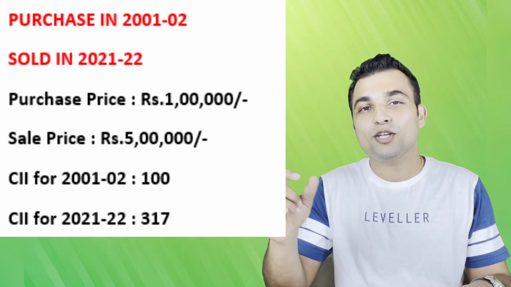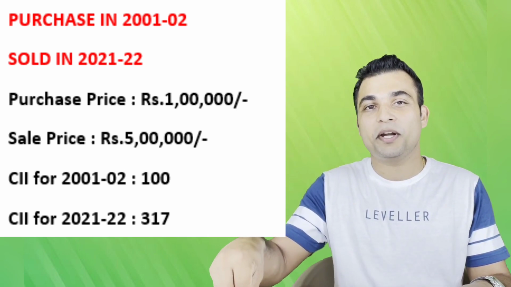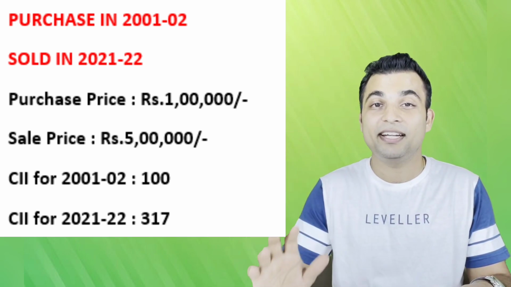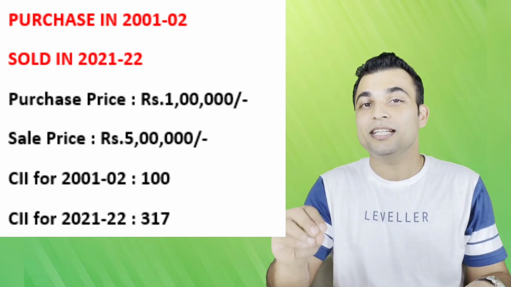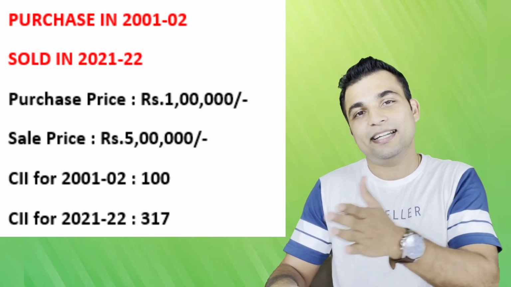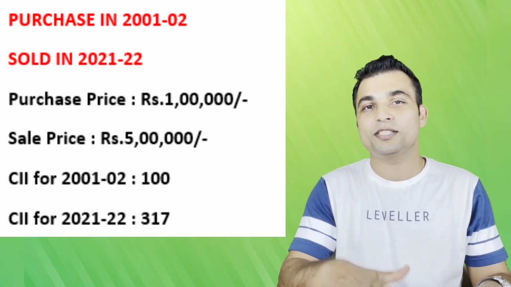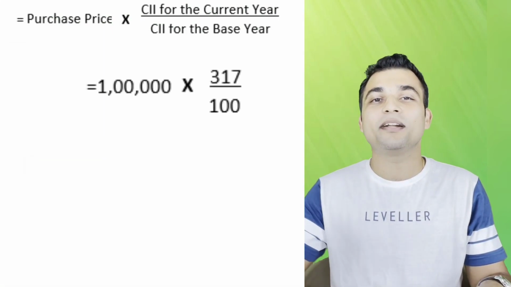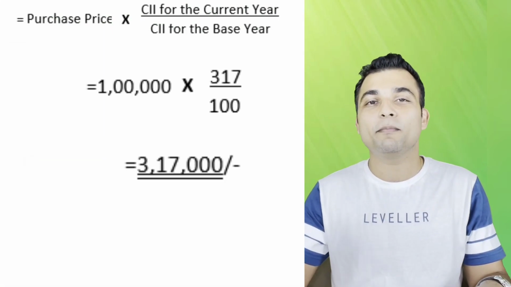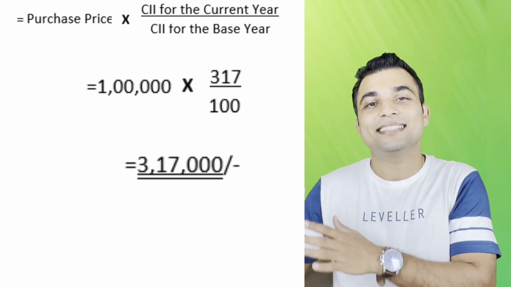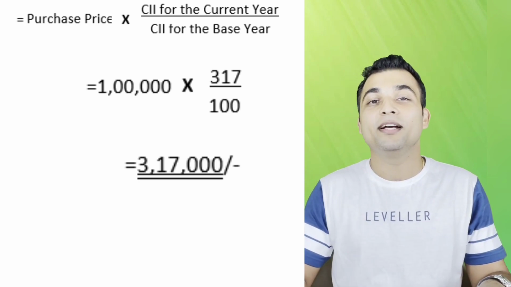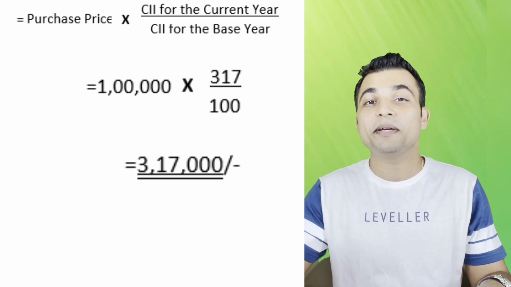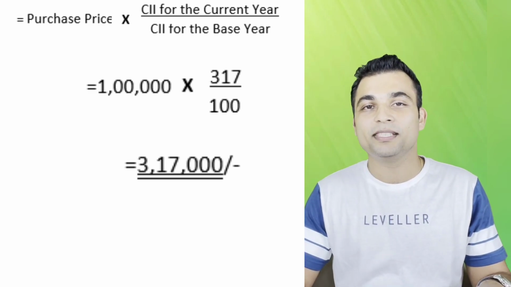So how much is the cost of inflation index for 21-22? It is 317. In the year 2001-2, it is the base year, it was rupees 100. It remains rupees 100 itself because it is the base year. So it is simple math, 1 lakh rupees into 317 divided by 100. So this is how the calculation is done. Very simple calculation, anybody can do it. So your purchase cost now is rupees 3,17,000.